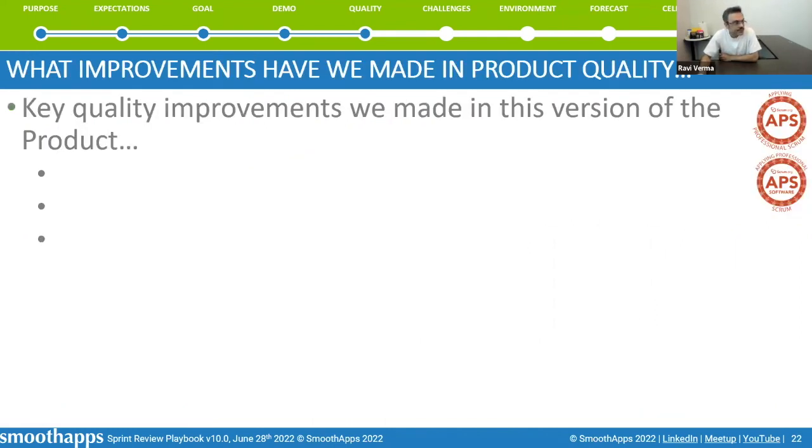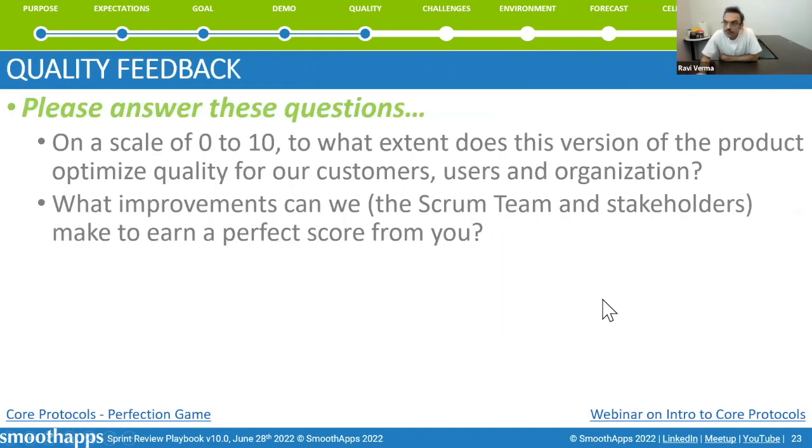Talk about quality. Tell them what improvements you made on quality. Ask them for similar feedback, or if you want, you can use a liberating structure. Tell them, how can we improve quality? How did we do? Again, we are trying to avoid silence where people just criticize.